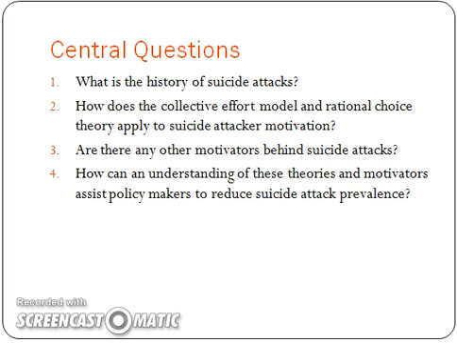What is the history of suicide attacks? How does the collective effort model and rational choice theory apply to suicide attacker motivation? Are there any other motivators behind suicide attacks? And how can an understanding of these theories and motivators assist policymakers to reduce suicide attack prevalence?